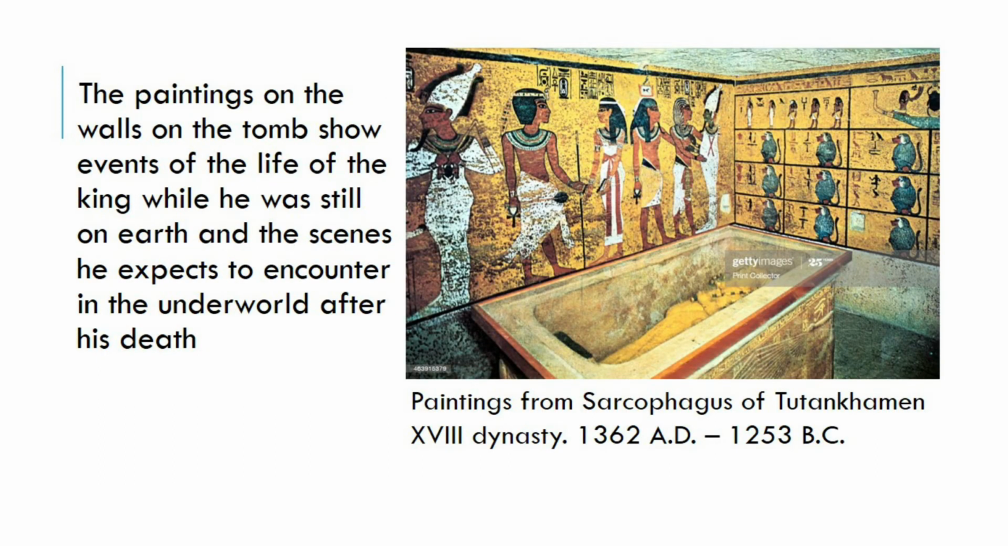Here is an example of the painting. This painting is from the sarcophagus of Tutankhamun, 1362 BC to 1253 BC. This painting is placed on the walls, and it's all about the events of the life of the king while he's still on earth, and the scenes he expects to encounter in the underworld after his death. As you can see in the picture, this is the place where the king is, and what is on the wall are the events of the life of the king when he was still alive.